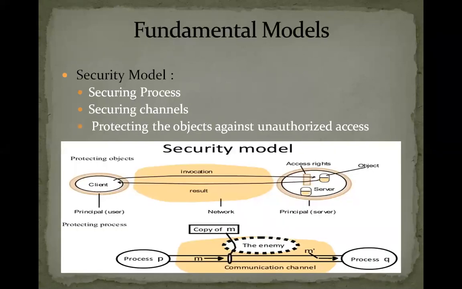So the last model is the security model of the distributed system. It can be achieved by, first of all, deciding what we want to secure. We want to secure the process. So the first model is related to securing the process of the distributed system. Second one is securing the channels of the distributed system, because these are the two major things which are going to be in the failure process. And third one is protecting the object against unauthorized access.